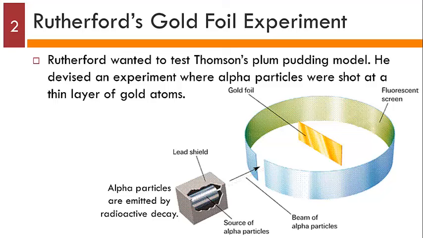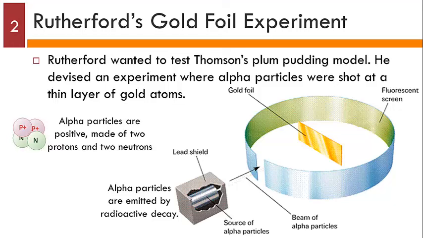Whenever an alpha particle collides with the screen, he would see a flash of light. So he would know where those alpha particles were traveling based on where the flashes of light would appear on the screens. Alpha particles are kind of like atomic bullets. They're positively charged. They're made of 2 protons and 2 neutrons.